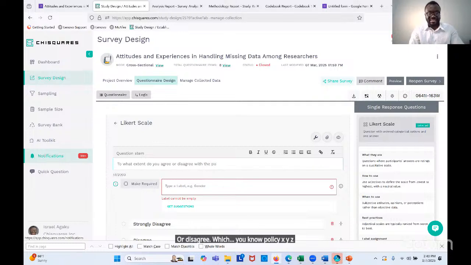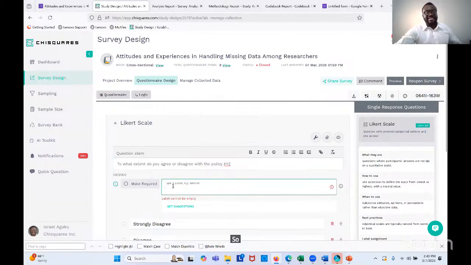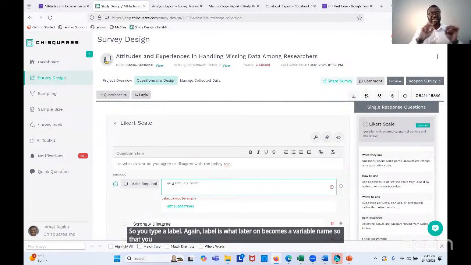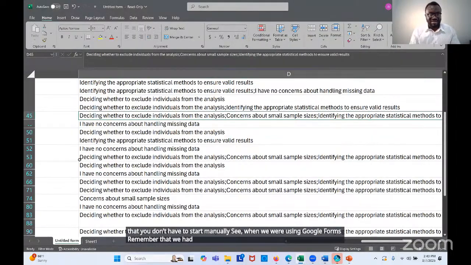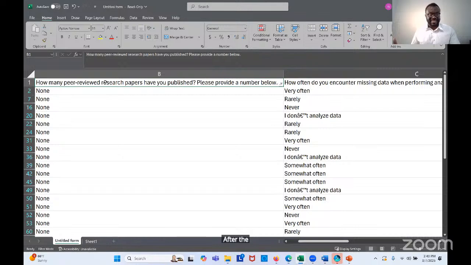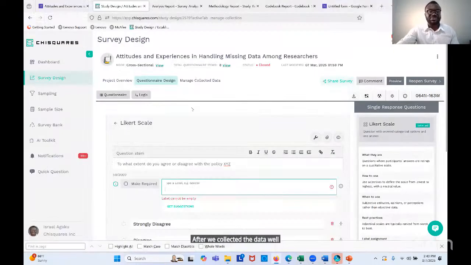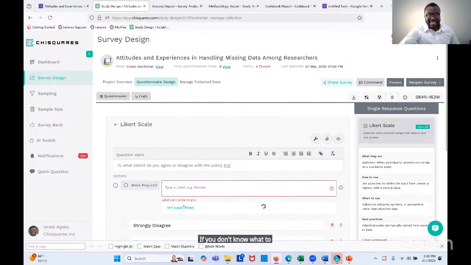So that's the question we want to ask. So you type a label. Again, the label is what later on becomes a variable name, so that you don't have to do it manually. Remember, when we were using Google Forms, we had to do all this work of typing the variable names after we collected the data. Well, we don't have to do that. We can just type the label, which will later on become the variable name. And if you don't know what to type, you can just ask AI to give you suggestions.